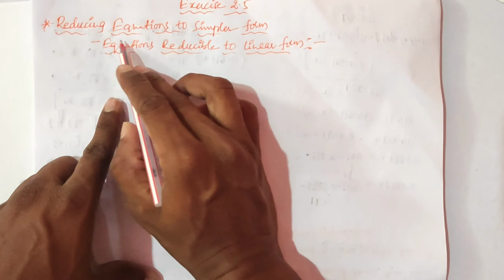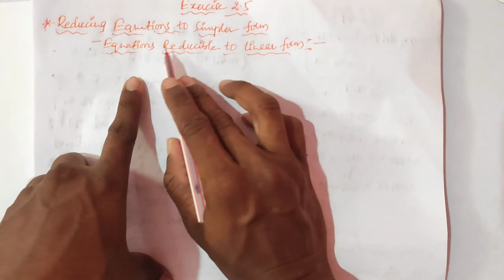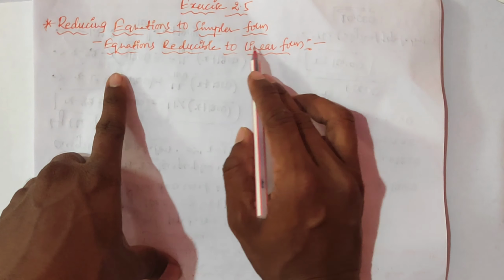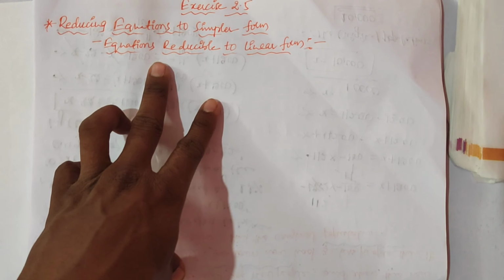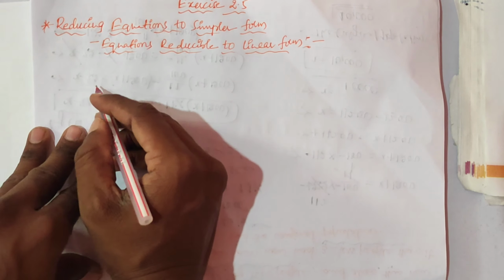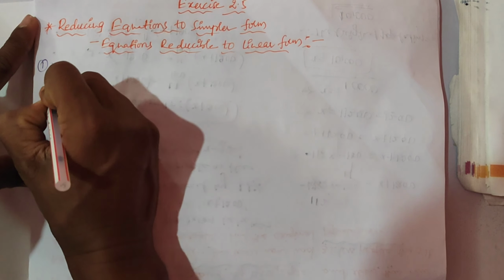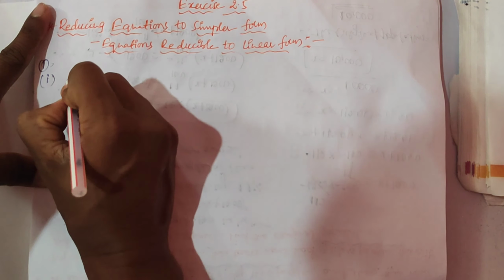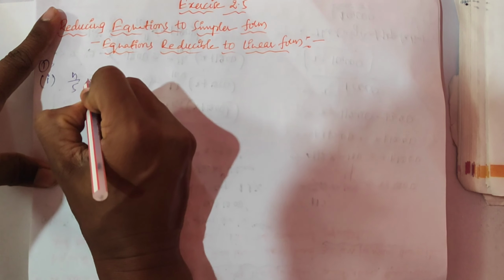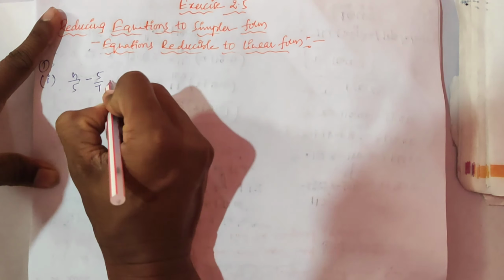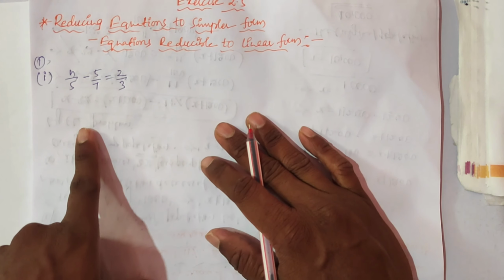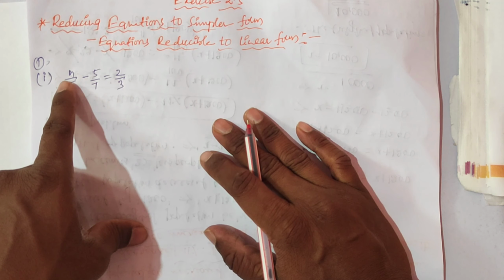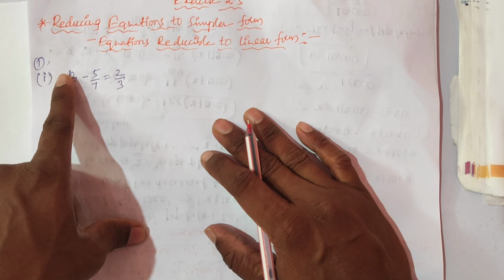And this exercise 2.5 is all about reducing equations to a simpler form, or equations reducible to linear form. We are reducing the given equations to the linear form. Okay, first one. First question is n by 5 minus 5 by 7 is equals to 2 by 3. In this exercise he has given fractions, and we have to find the value of the variable n.